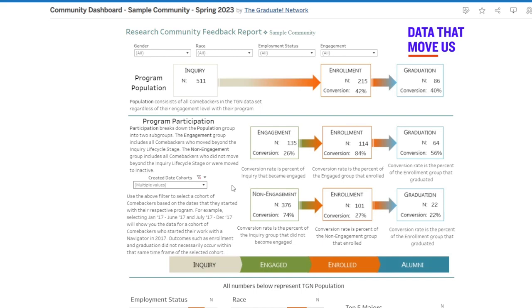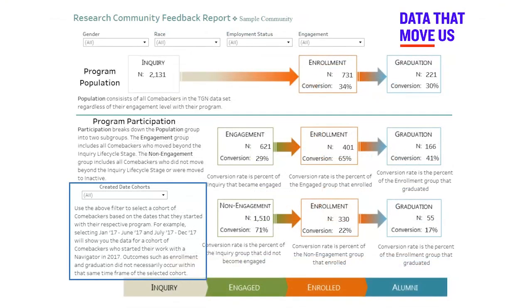Please note that outcomes such as enrollment and graduation did not necessarily occur within that same time frame of the selected cohort. Once your program has several years of data, the cohort feature is a useful way to see the progress of individuals over time. You can use this feature to gauge the amount of time it takes for individuals to move from one stage to another. For example, comparing inquiry to enrollment conversion numbers between a 2017 cohort and a 2018 cohort can help give you a sense of the average time it takes for a comebacker to move from inquiry to enrollment.